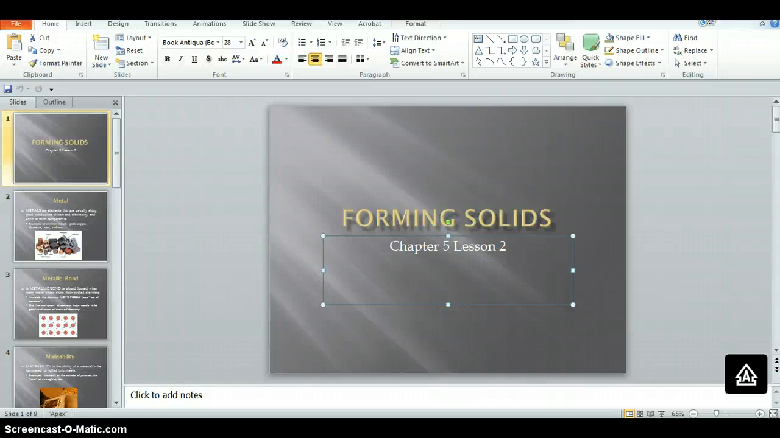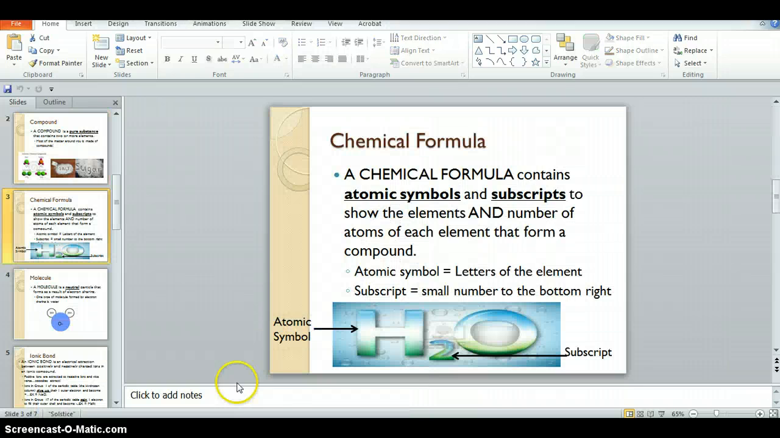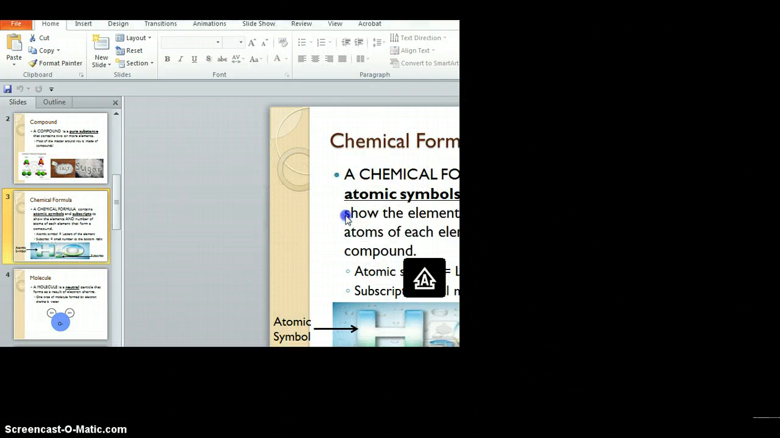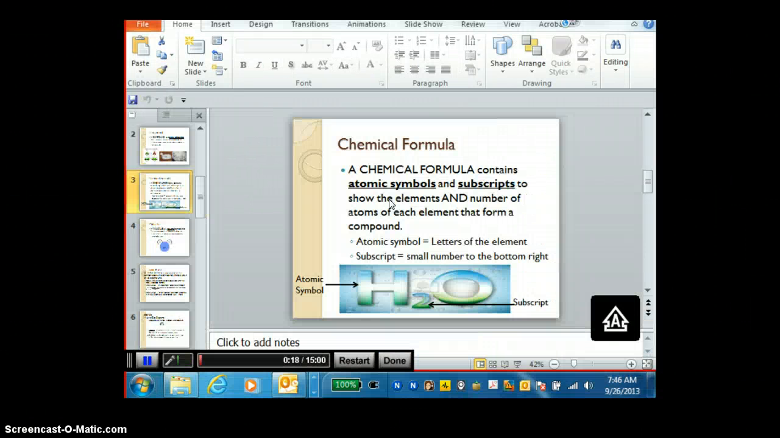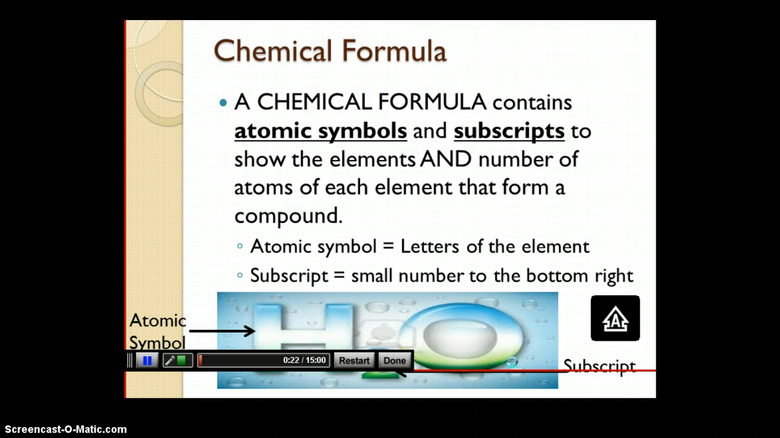Hey guys, we're just gonna do a little bit of review for the test. I told you guys we're gonna do a little bit on bonds and all of that. So we're just gonna do a quick refresher on bonds, on valence, and on how to do Lewis dot diagrams.